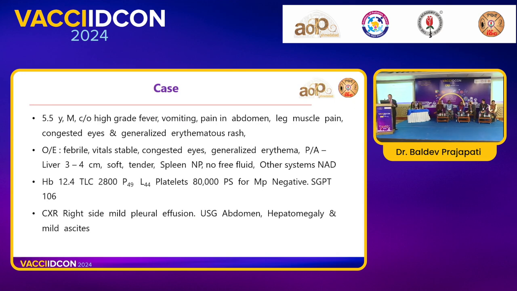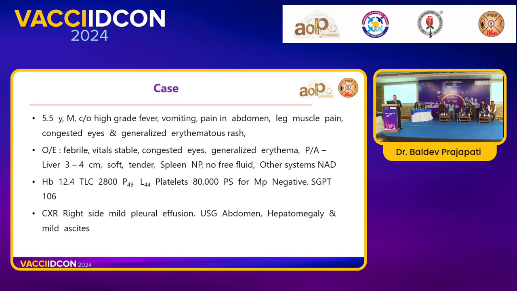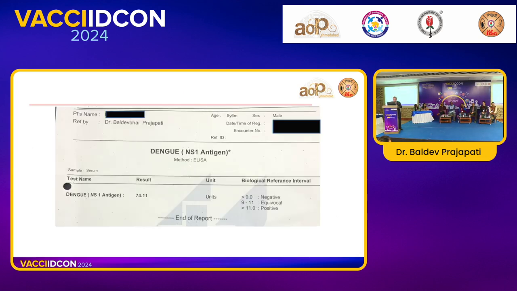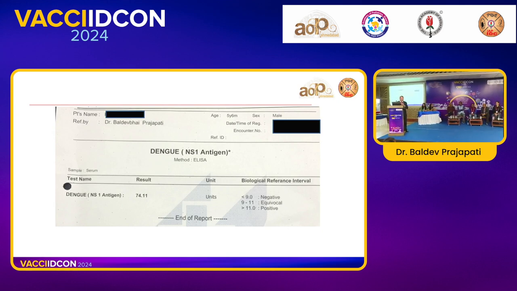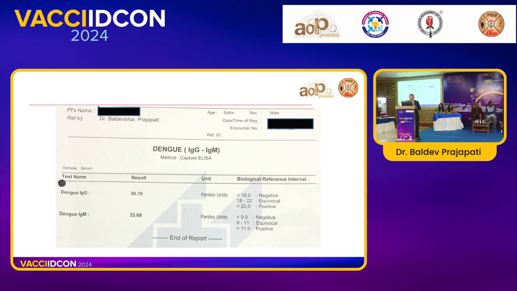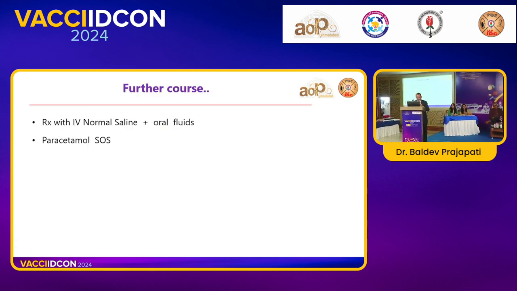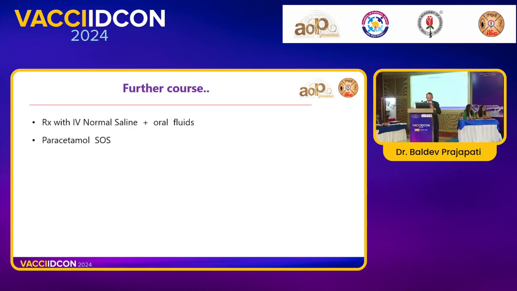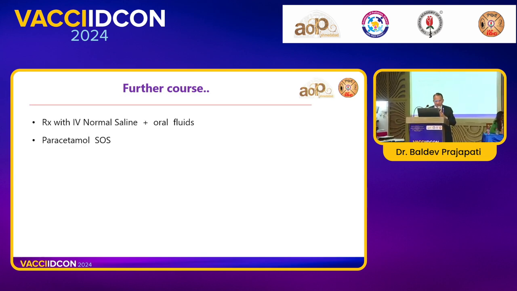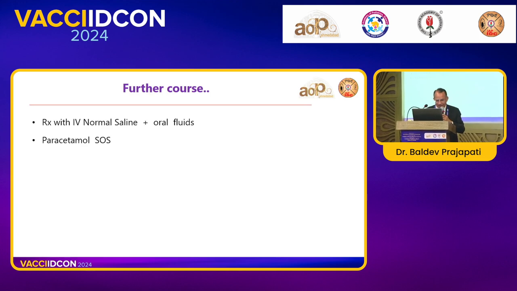5.5-year-old male child, presented with high-grade fever, vomiting, pain in abdomen, leg muscle pain. I think this is already a very clear-cut case. With the investigations, it was dengue. The point which I want to discuss, I will come to the focus point. Even the NS1 was positive, IgG, IgM was positive. Very uncomplicated, treated simply with fluids, later oral paracetamol, and the child was absolutely fine.